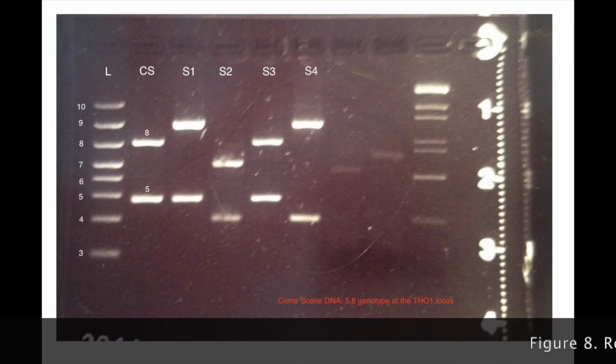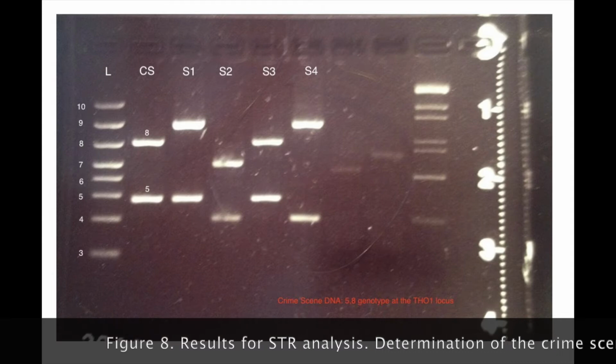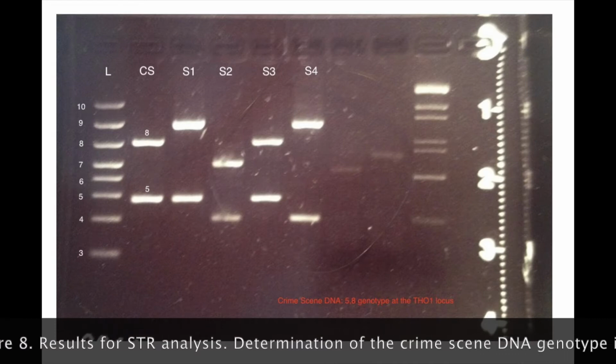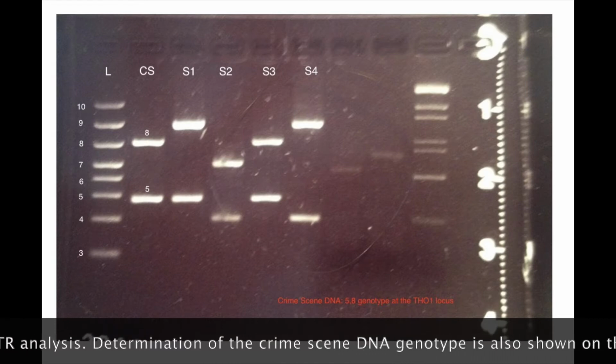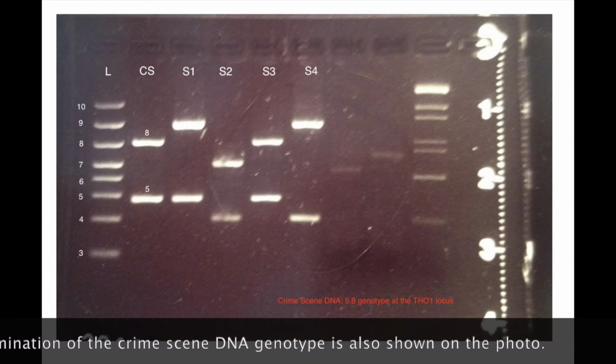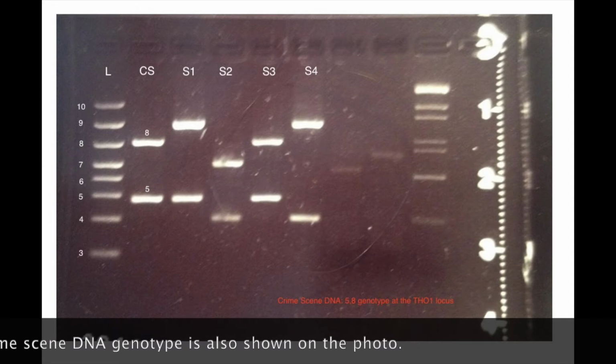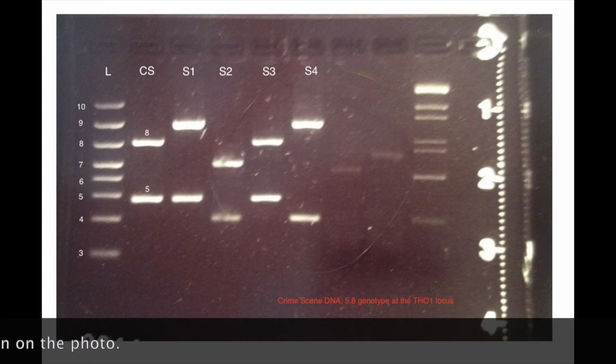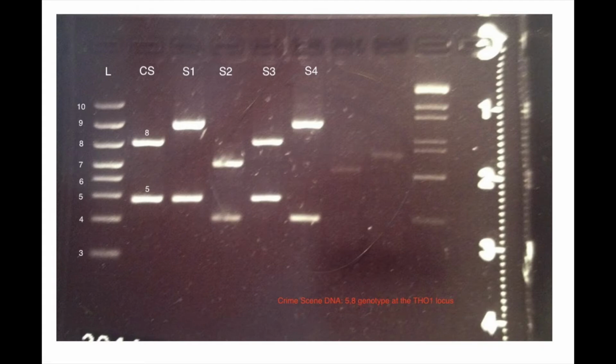So here I have analyzed the crime scene DNA at the TH01 locus. This was simply done by looking at where the fragments lay from the crime scene DNA and comparing this back to the ladder to determine the number of repeats seen at the TH01 locus. Immediately, you can see that the DNA found at the crime scene was heterozygous because 2 bands are seen. This means that on each chromosome of the homologous pair, there is a different number of repeats at the TH01 locus. By comparing the DNA at the crime scene to the ladder, it is apparent that the DNA found at the crime scene has a 5-8 genotype at the TH01 locus.